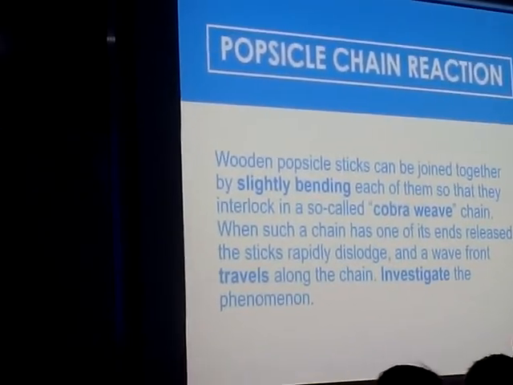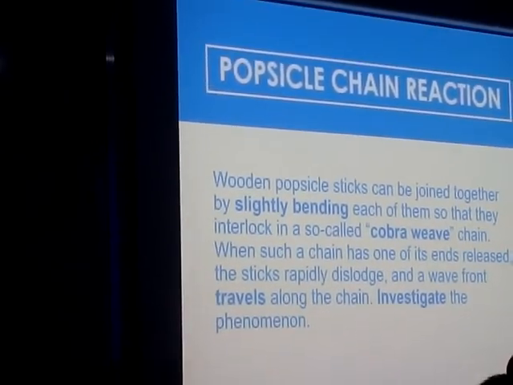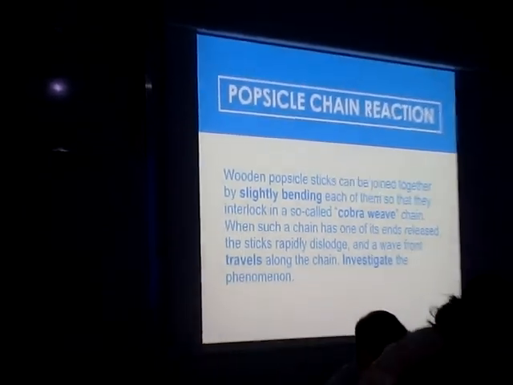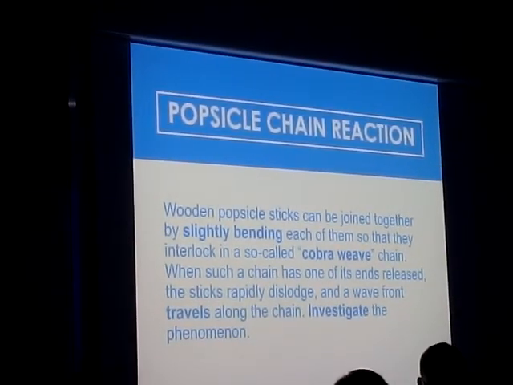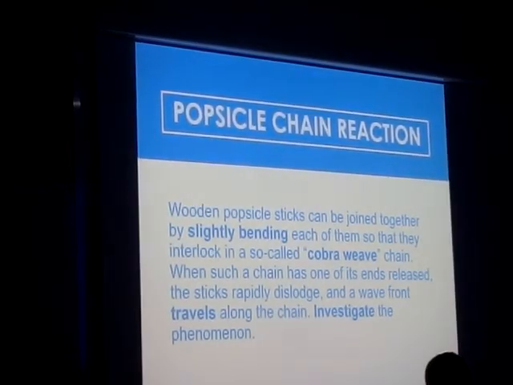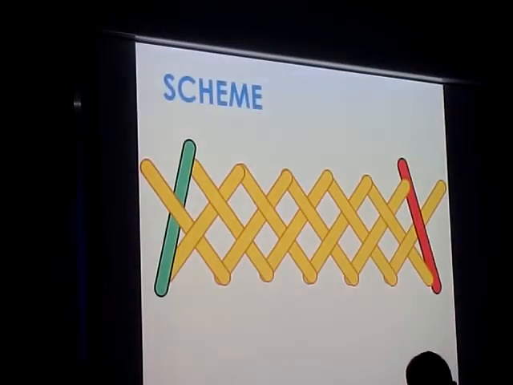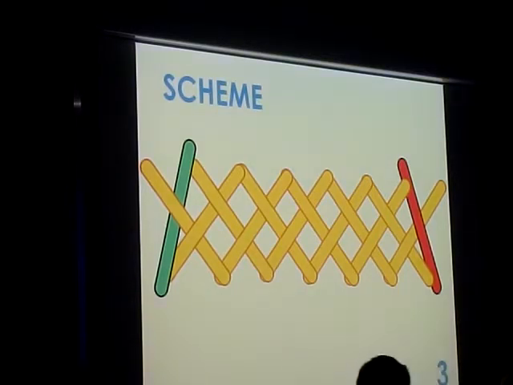Join them in so-called cobra weave. When such a chain has one of its entities rapidly dislodged, a wavefront travels through the chain. We are investigating this phenomenon. The chain must be weaved in a manner as you can see in the picture.